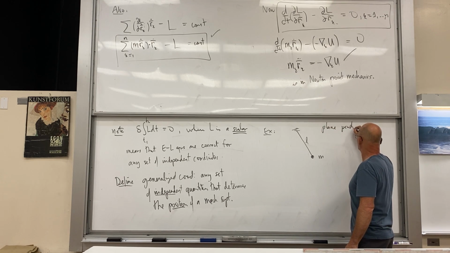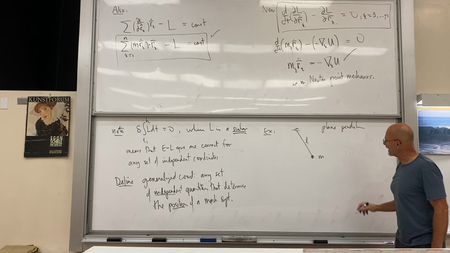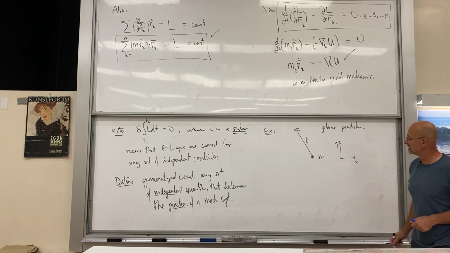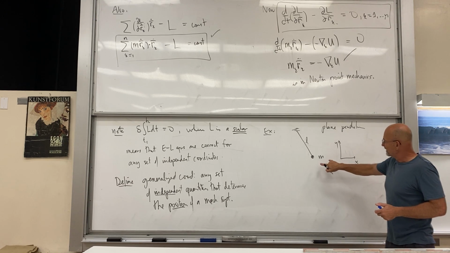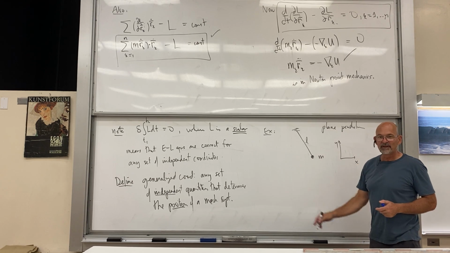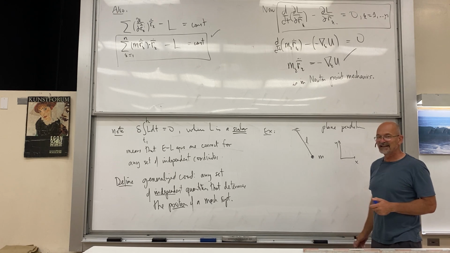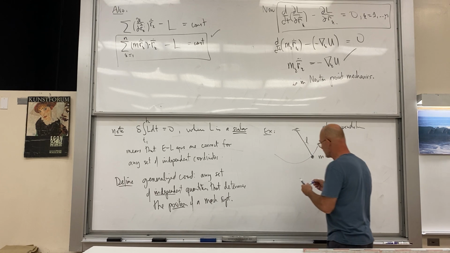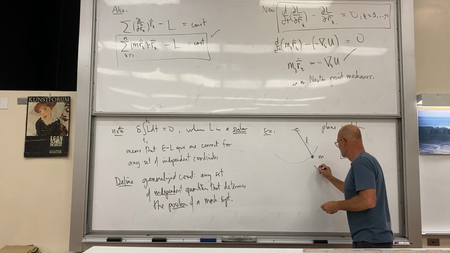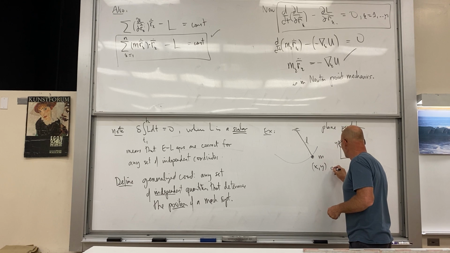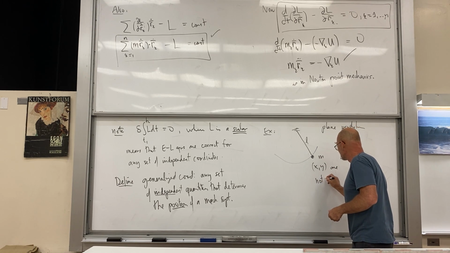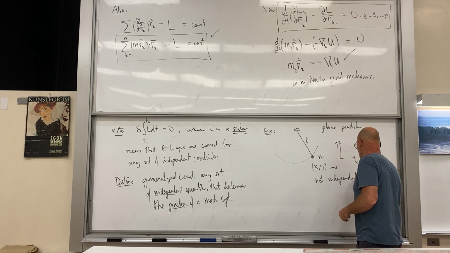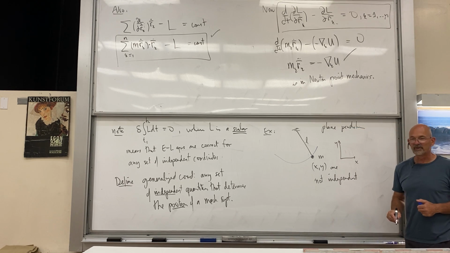So this thing lives in two-space. Okay. So we've got x and y. But we can't let x and y be generalized coordinates because they're not independent, because this thing is constrained to move on this arc here. So x and y are not independent. So they don't count.